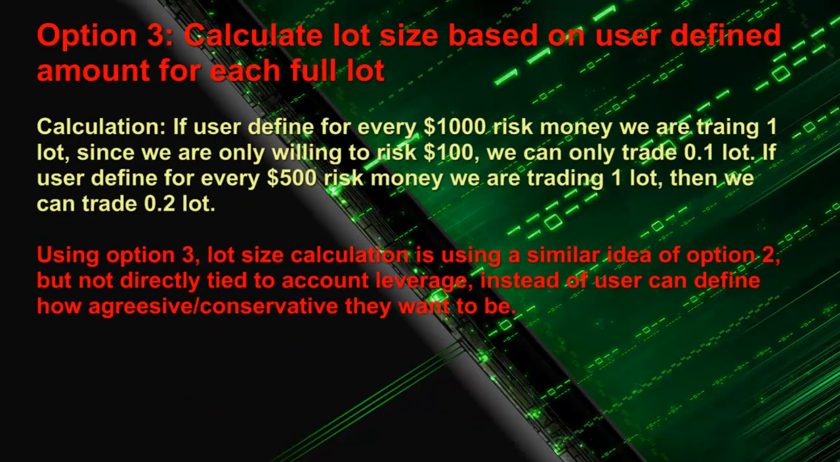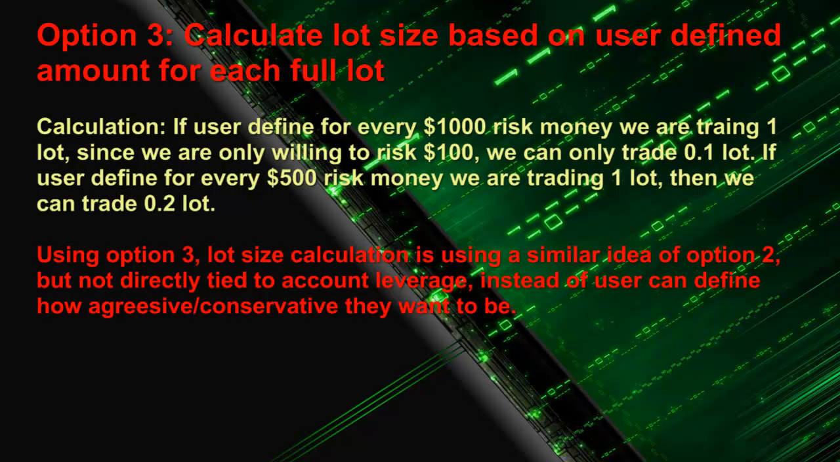For option number 3, it's actually very similar to option number 2, but instead of trading the maximum amount that the account allows based on the margin required for each pair, here the user will define whatever that amount is. For example, margin required for this pair is $750 for one lot, but this could be very aggressive for my trading style. I could decide on another number, in this case, for every 1,000 of risk money I'm trading one lot. User can define whatever value that is for this number.